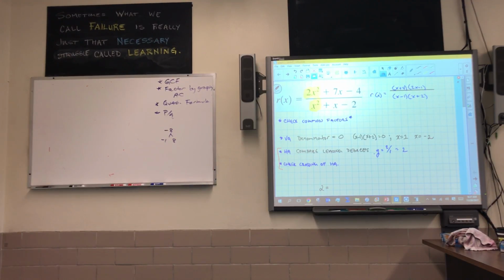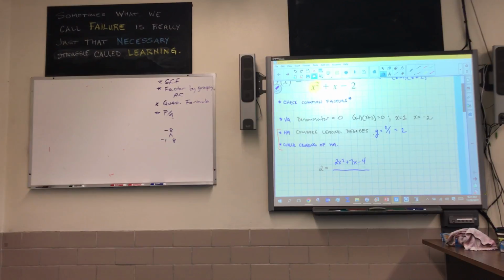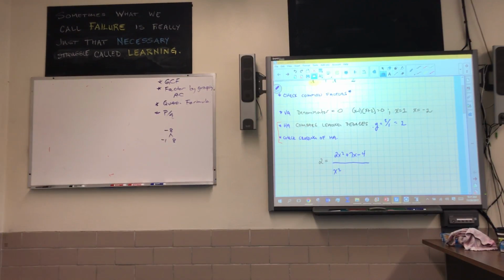I'm going to take 2 equals 2x squared plus 7x minus 4 all over x squared plus x minus 2. Okay? What happens if I would have used the FOILed, or rather the factored version? As I start solving for x, I'm going to have to FOIL it. Does that make sense? So this is already FOILed. Okay, so I allow myself to alleviate a step by using this format.